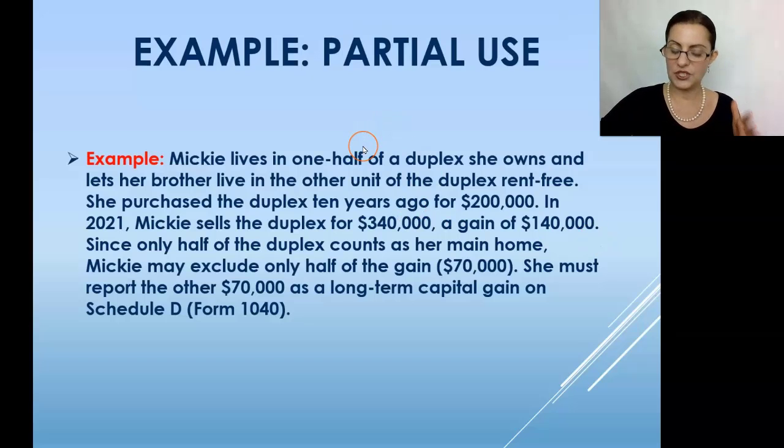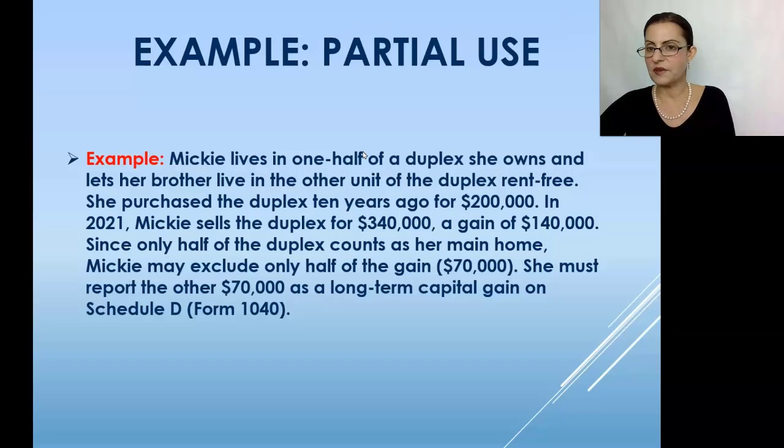So she lived in one unit, but the other unit was her brother's, right? And he's not an owner. She just let him live in that unit rent free. We're trying to keep it easy in this case. But if it was a rental property and she was renting to even an unrelated party, she'd still have to do this calculation. So since only half of the duplex counts as her main home, Mickey may exclude only half of the gain. Half of 140,000 is 70,000. So she would not have to pay tax on $70,000 of the gain.